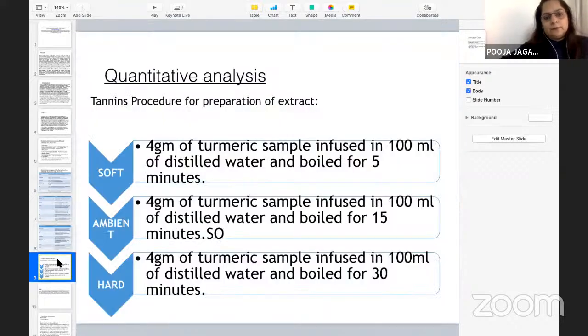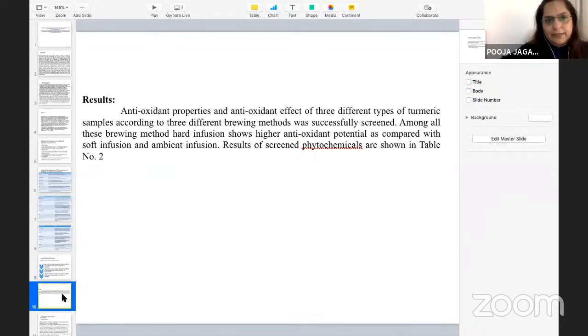And then for the quantity, this is the method which I told you I've written again. Now I'll show you my results later on, but the conclusion is that the antioxidant properties and antioxidant effect of three types of turmeric as per these methods were successfully screened. Among all these brewing methods, we observed that hard infusion shows higher antioxidant potential as compared to soft and ambient infusion.